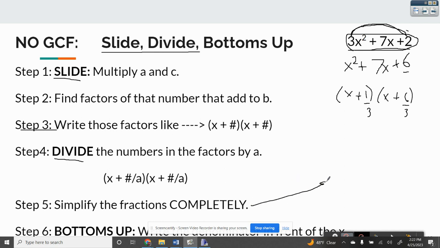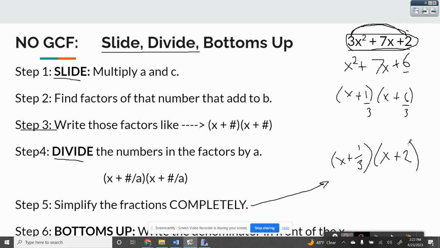All right, step 5, we're going to simplify our fractions. You can't simplify 1/3. All right, it's already simplified, so don't do anything. 6 over 3 does simplify. 6 divided by 3 is the number 2.